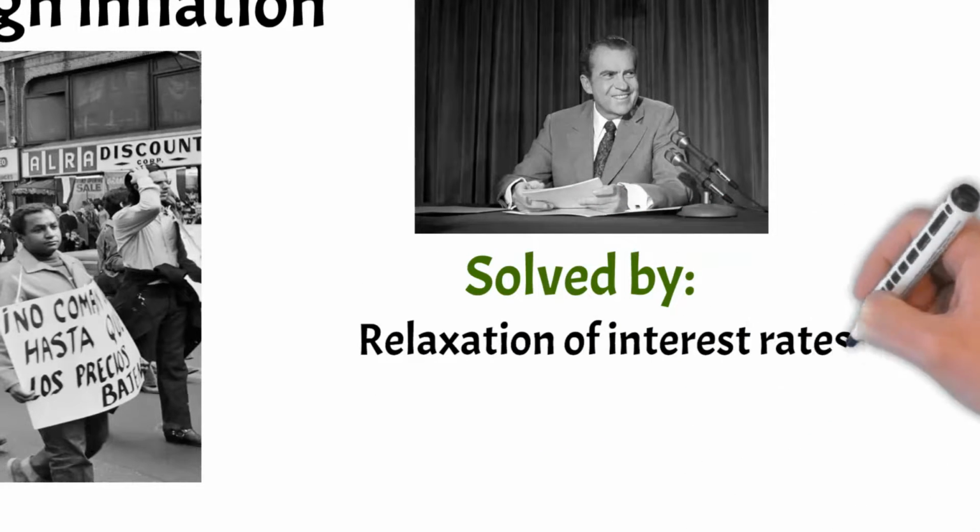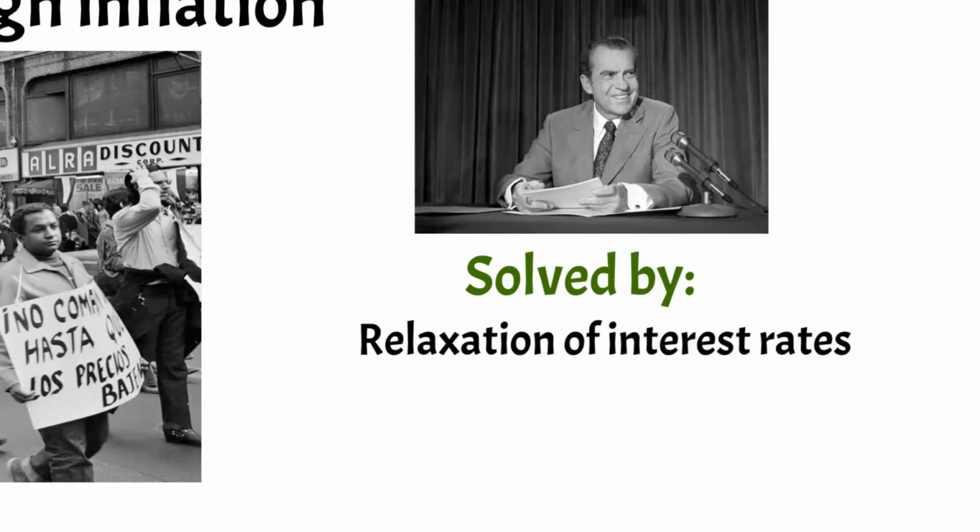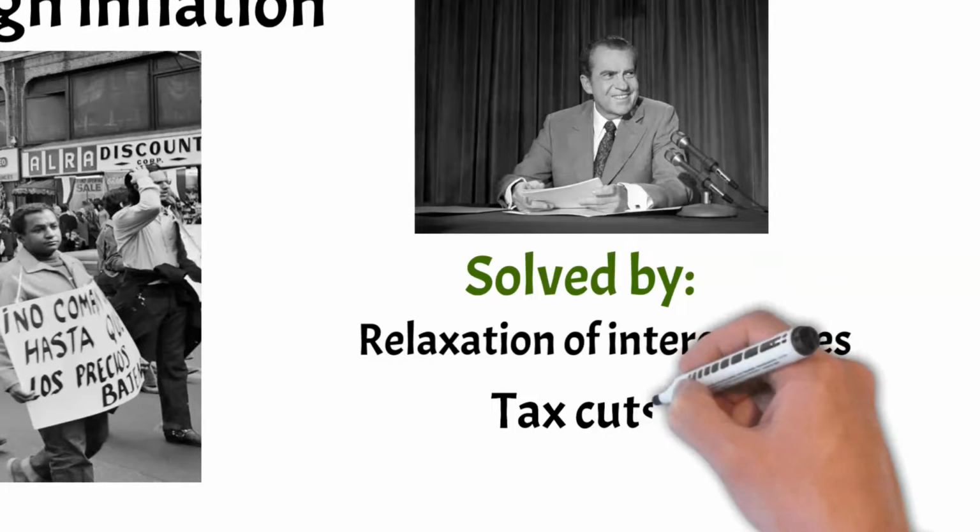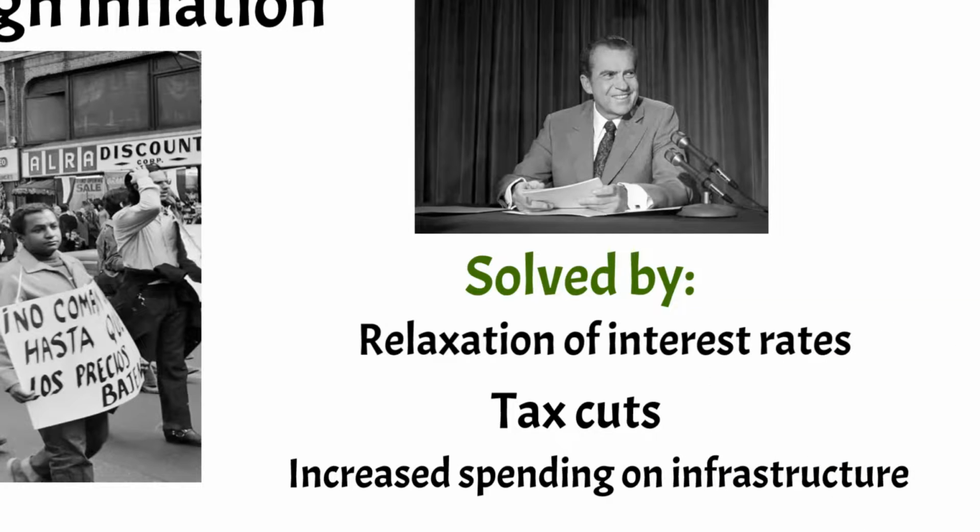One of the most important was the relaxation of interest rates, which helped to encourage investments and borrowing. The government also cut taxes and increased government spending on infrastructure projects. These measures helped to jumpstart the economy and bring an end to stagflation.